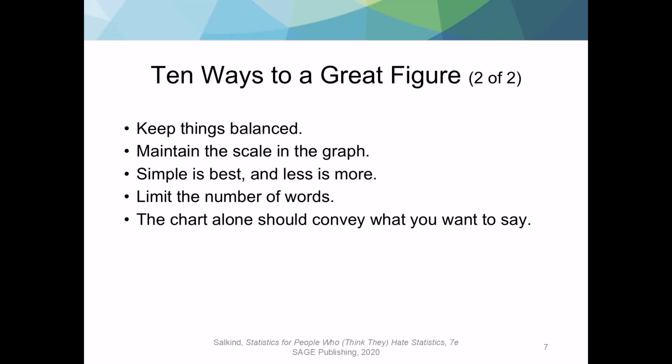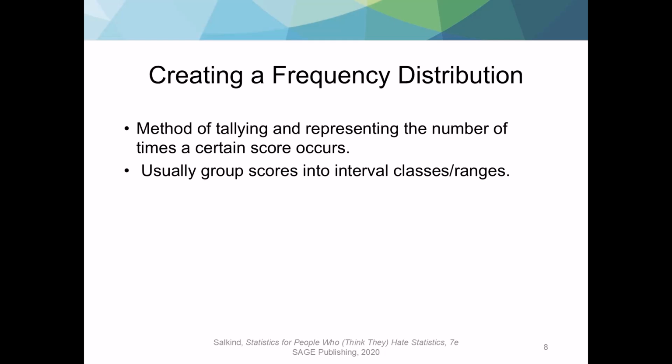Creating a frequency distribution. A frequency distribution is a method used to tally and show the number of times a particular score occurs in a data set. To make the data easier to manage, scores are often grouped into ranges called class intervals.